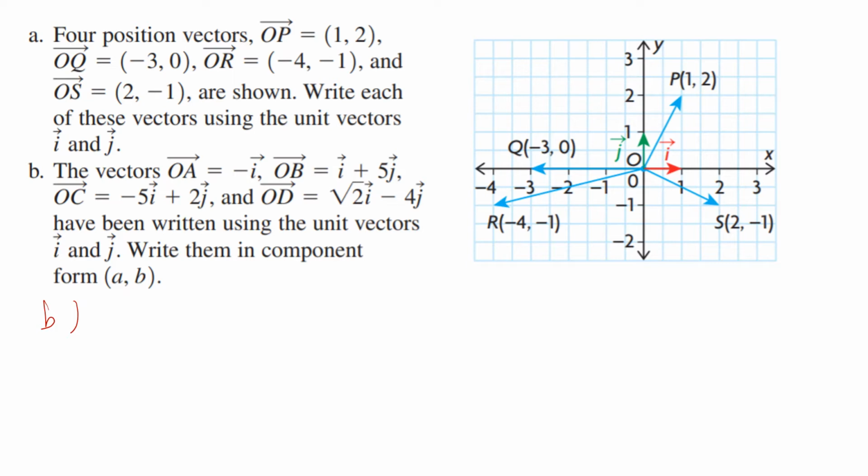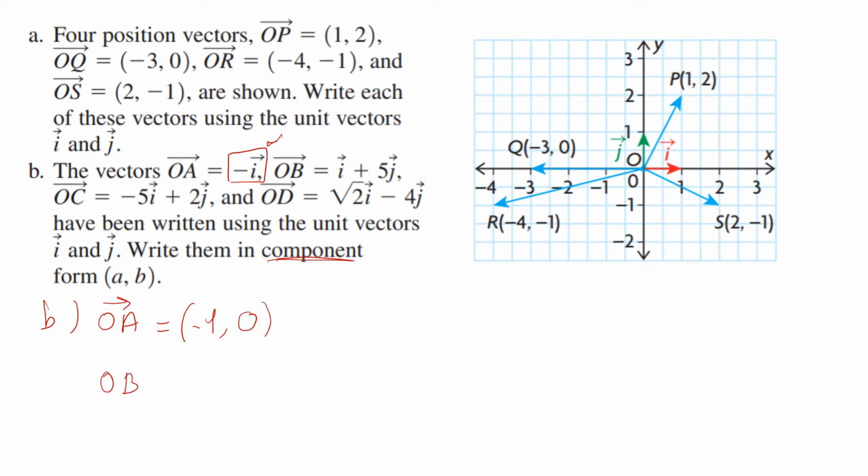Now the second portion is giving us different vectors this time, in unit vector form. So i and j are already there, and it's saying they have been already written using the unit vectors. Write them in component form now. So starting with OA, I have -i only. So I know i represents my x component and I have negative in front of it. So that means the constant I have for the x component, the magnitude of it, is -1. Since I don't have any j value, the y component is just going to be 0.